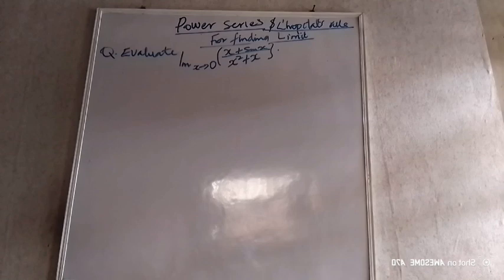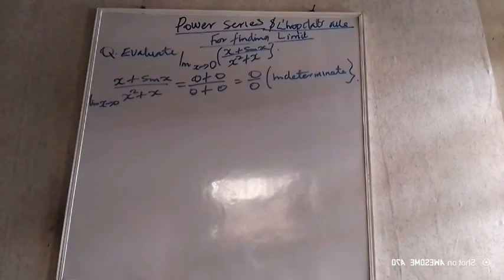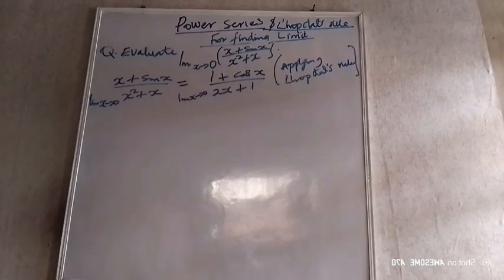Now we have to evaluate x plus sin x over x squared plus x when the limit x tends to 0. So now we have x plus sin x over x squared plus x. When x tends to 0, we are going to have 0 plus 0 over 0 plus 0, which equals 0 over 0. That's indeterminate, which means we need to apply L'Hopital's rule. So it gives us 1 plus cos x over 2x plus 1. Applying L'Hopital's rule.